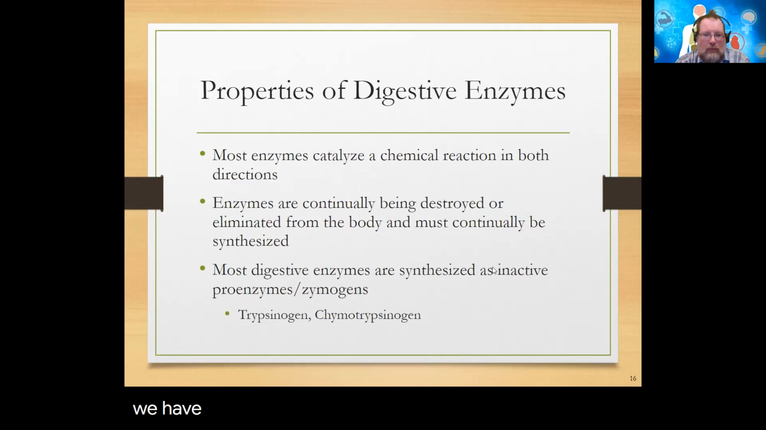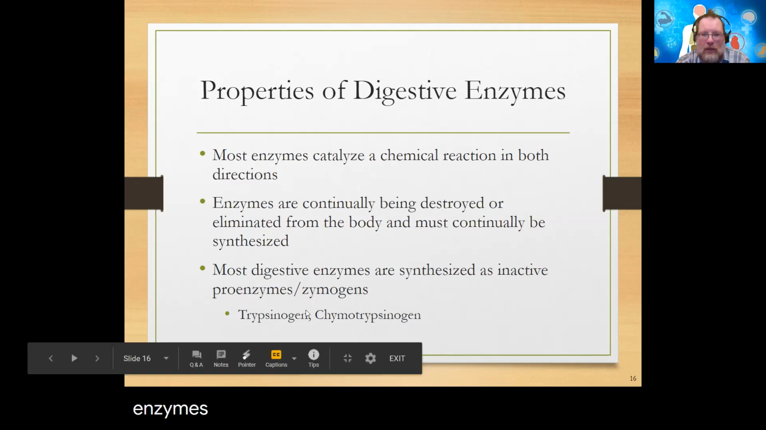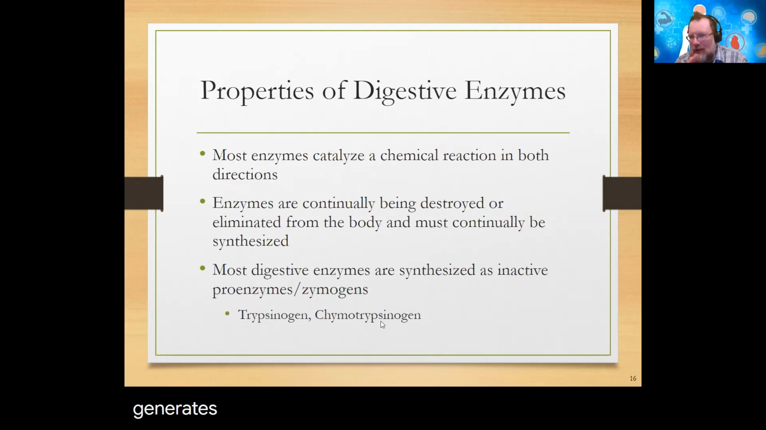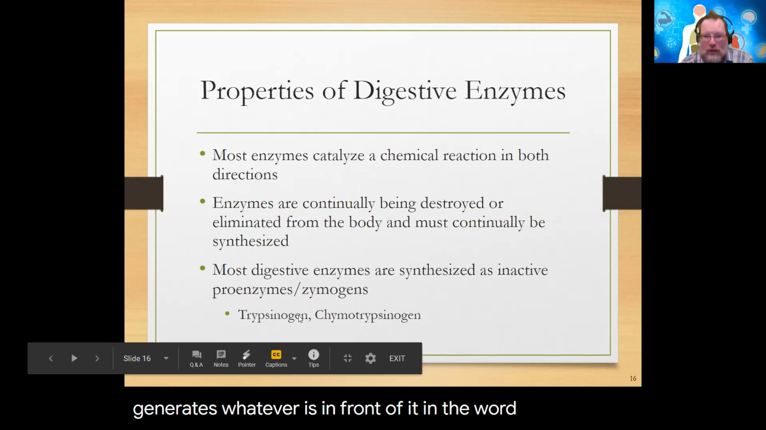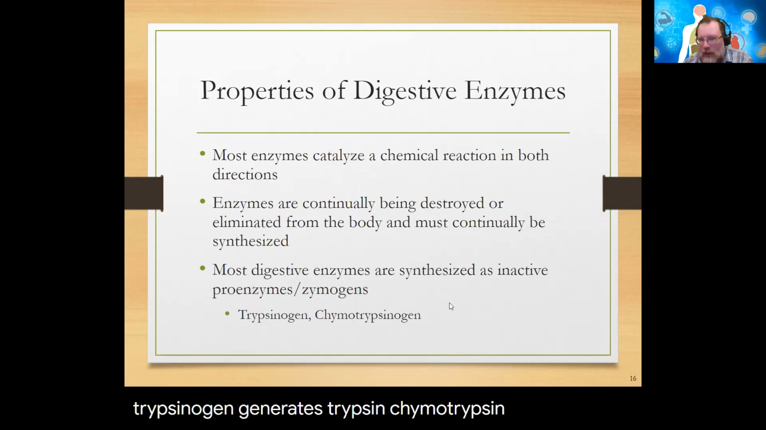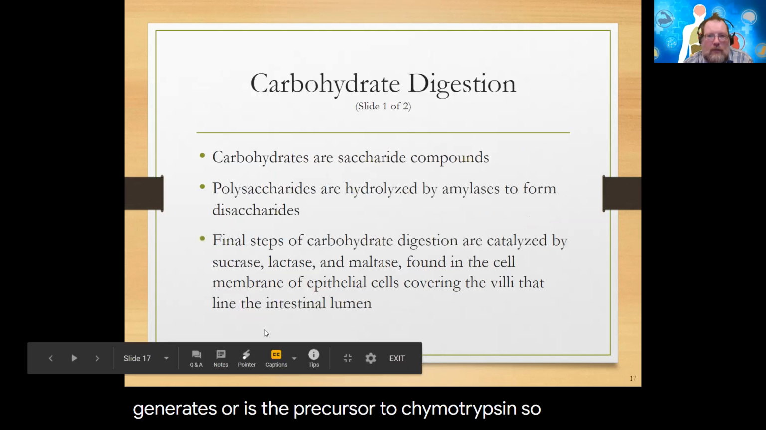So we have what are called proenzymes, or kind of like pre-enzymes. Usually we'll see the suffix gen. Gen means it generates whatever is in front of it in the word. So trypsinogen generates trypsin. Chymotrypsinogen generates or is the precursor to chymotrypsin. So anyway, that's what all that means.